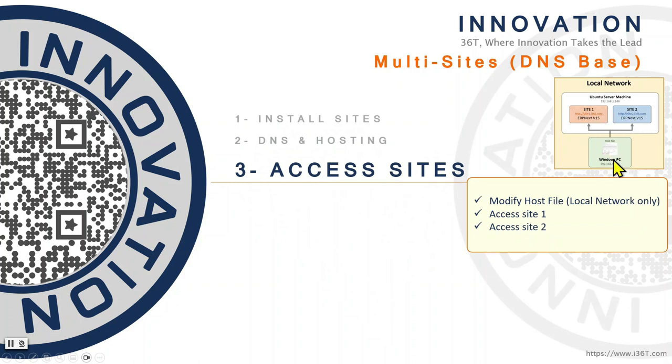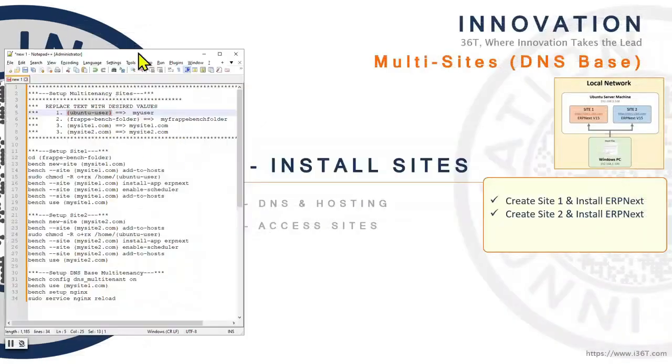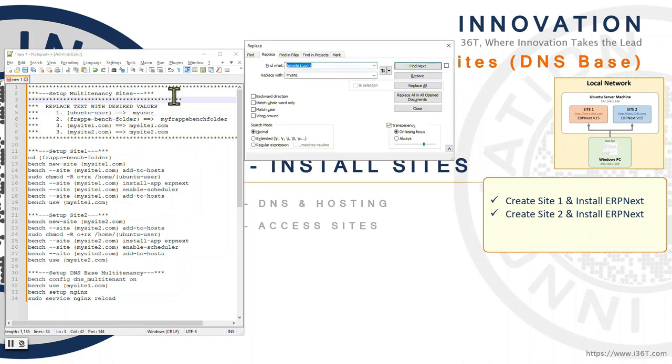I will show you how to access these two sites from the Windows machine. To install the sites, I have already written a script, and you need to change some text in this script, such as site name, Frappe Bench folder name, username, and so on. Four variables are used in this script, so you need to replace them one by one. Number one, the Ubuntu user variable, and the value I have is i360. Replace all, so the variable name is changed everywhere.